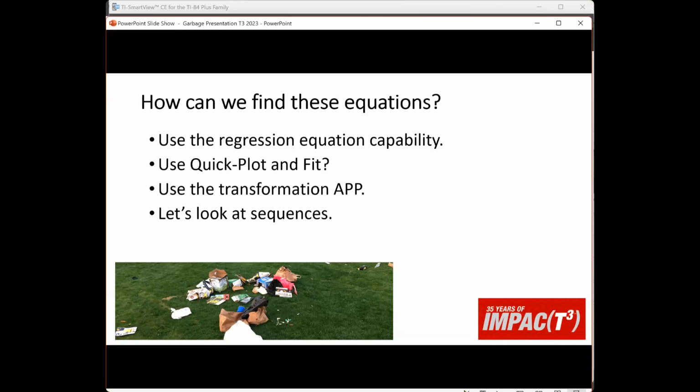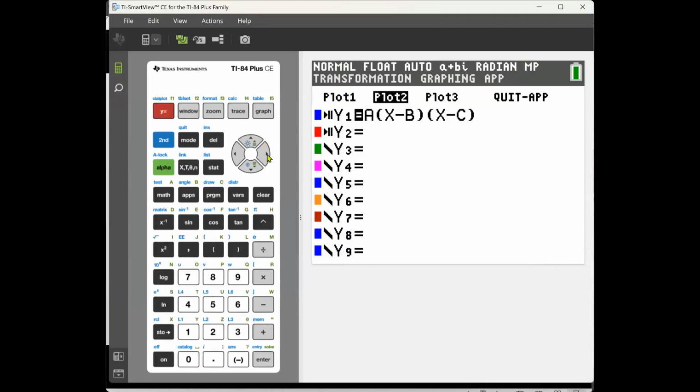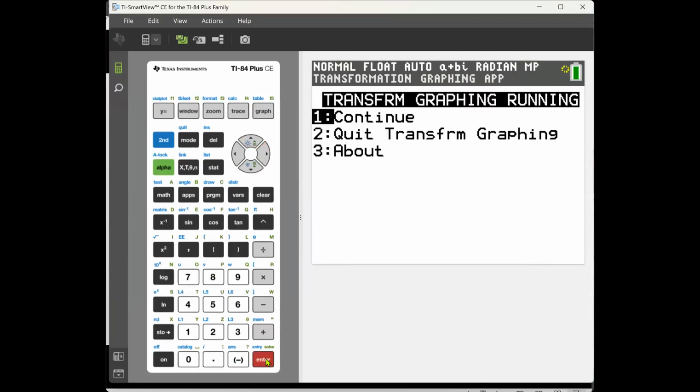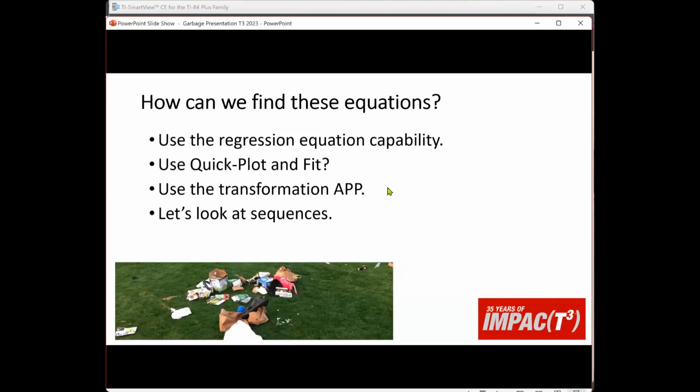That is a good point. In fact, I think I'll go ahead and do that right now. Although I really don't have to for my next sequence, I'm going to go ahead and turn the app off. That is an excellent idea. Thank you for reminding me to do that. And it's easy to just quit the transformation app. Then go back to your y equals, and this will look normal.